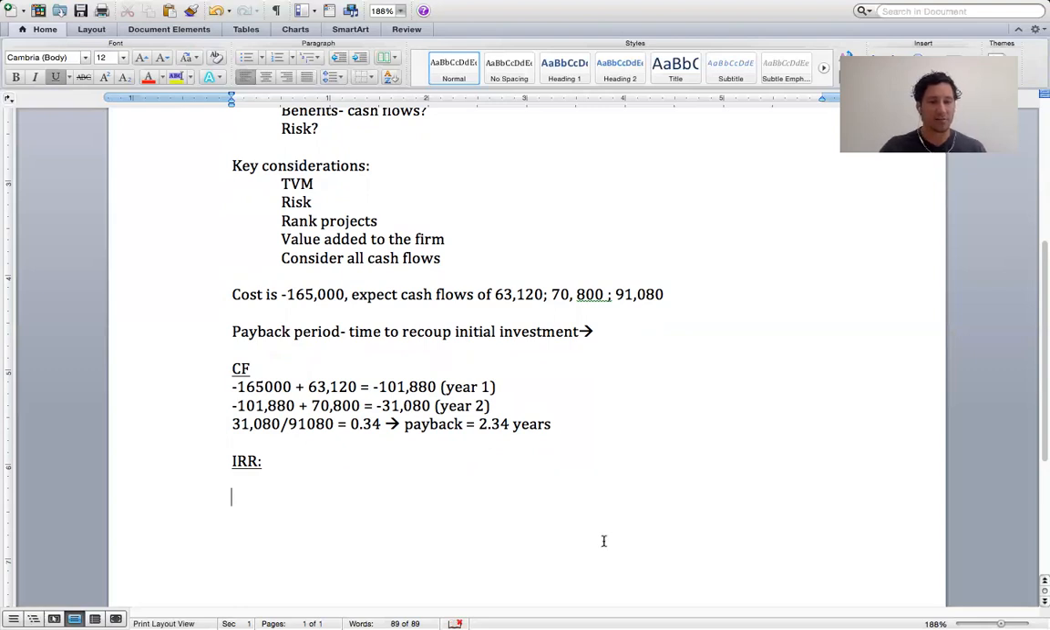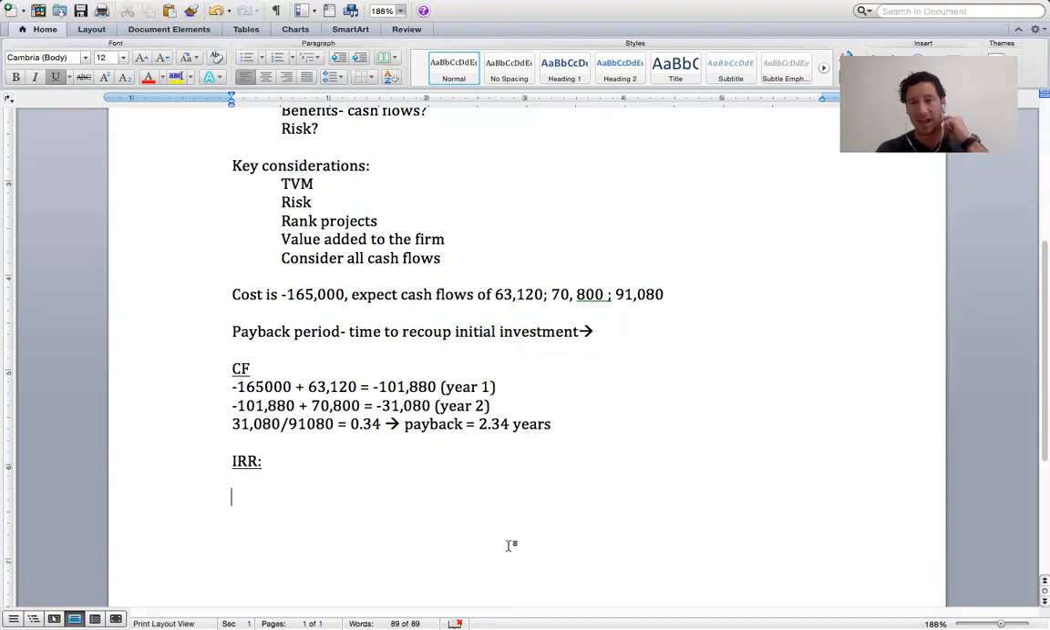All right, so internal rate of return, when we're solving these, on your calculator, you should see a CF key. It's right next to the second button. If you hit CF, it pops up and says CF0. So you type in your first cash flow, 165,000, and make sure you make that one negative because that's the initial cost. After you hit that, hit enter and hit the down arrow, and then it should say C01. Then just enter your second cash flow, 63,120, hit enter, down arrow.